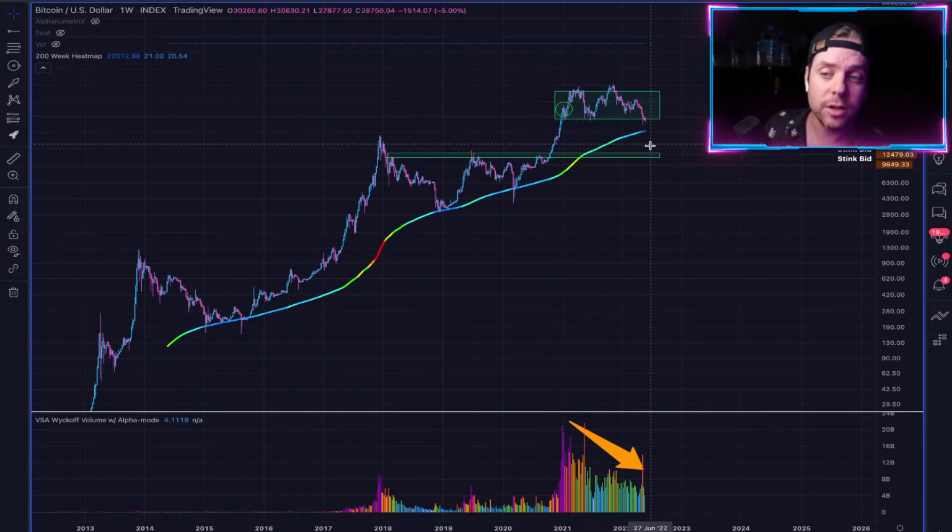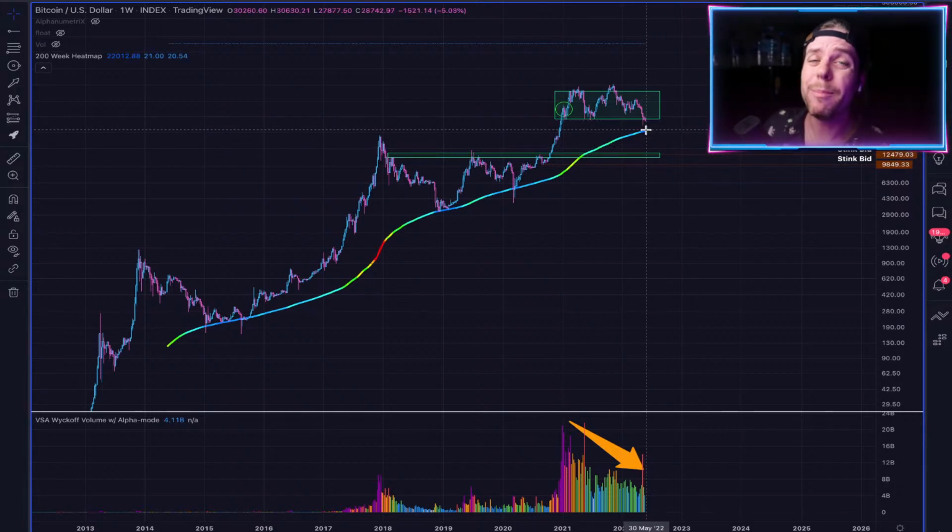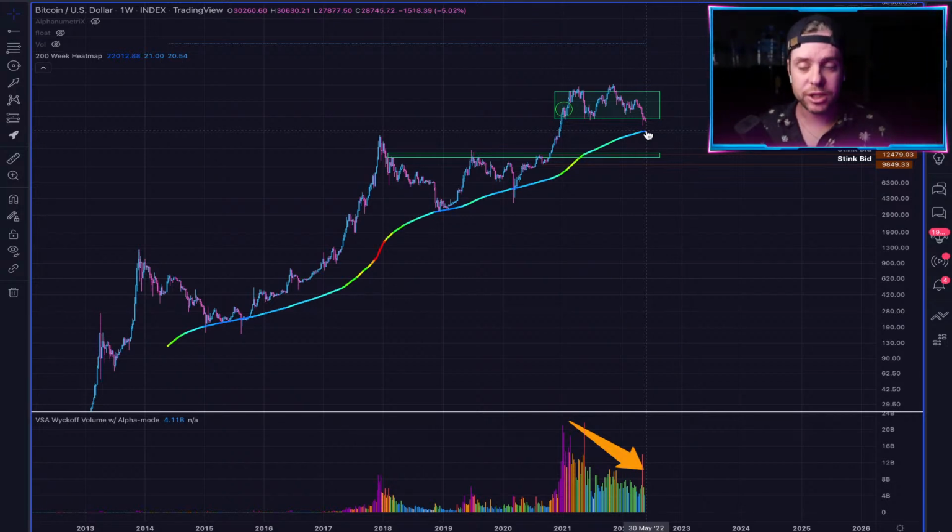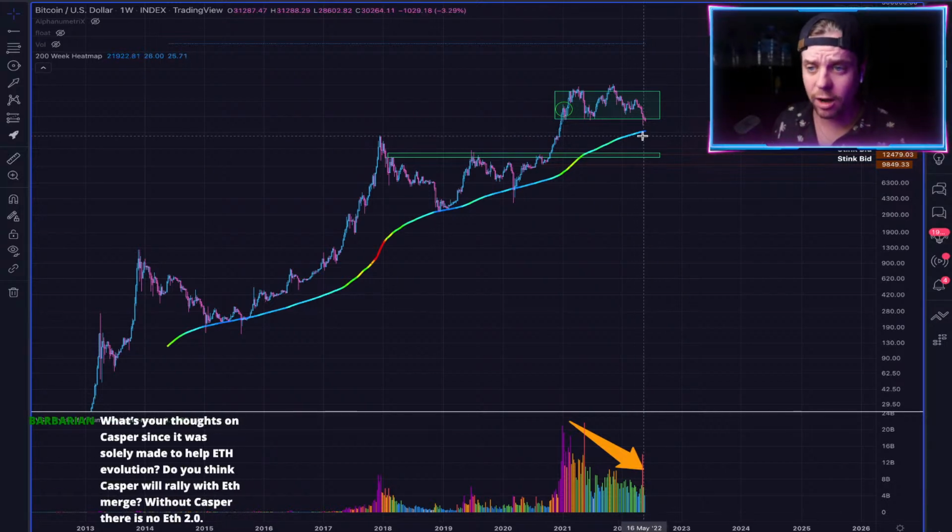But if we wick below the 200, come back up to it and hold, then I've got to kind of ditch that idea and think that we have the ability to continue to rally off of the 200, which would be confluent around 20K. So I've got some real bearish targets, but they don't have to hit.